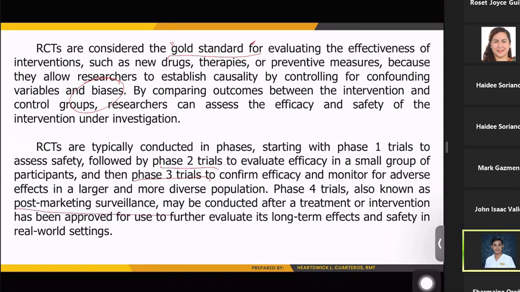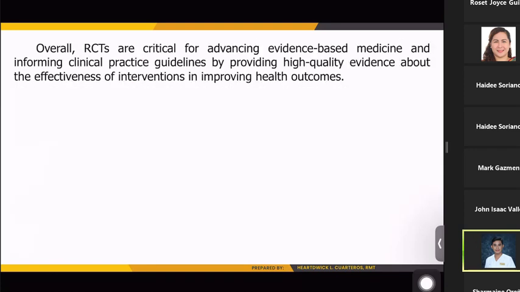This may be conducted after the treatment, okay? After the treatment or intervention has been approved or used, to further evaluate its long-term effects and safety in a real-world setting. Overall, your RCTs are critical in advancing evidence-based medicine and informing clinical practice guidelines by providing high-quality evidence about the effectiveness of interventions in improving health outcomes.